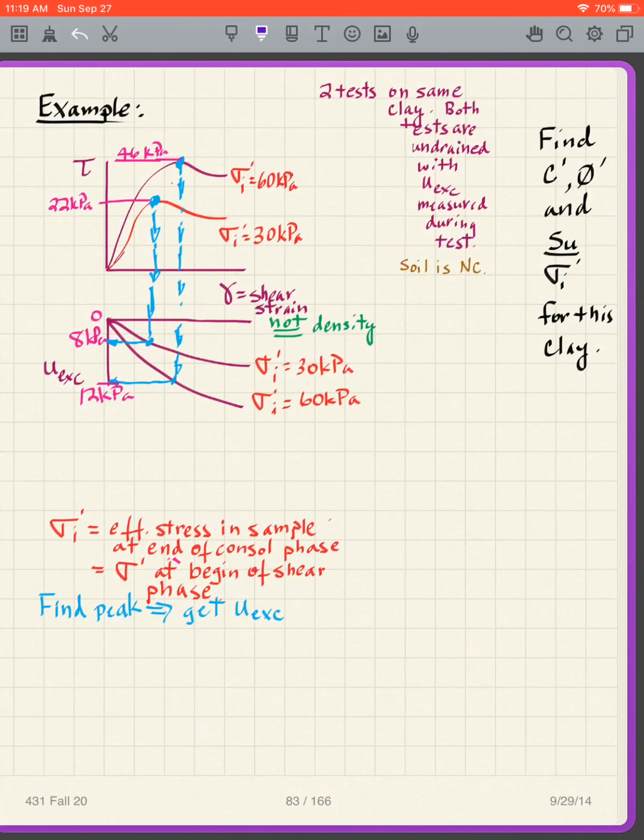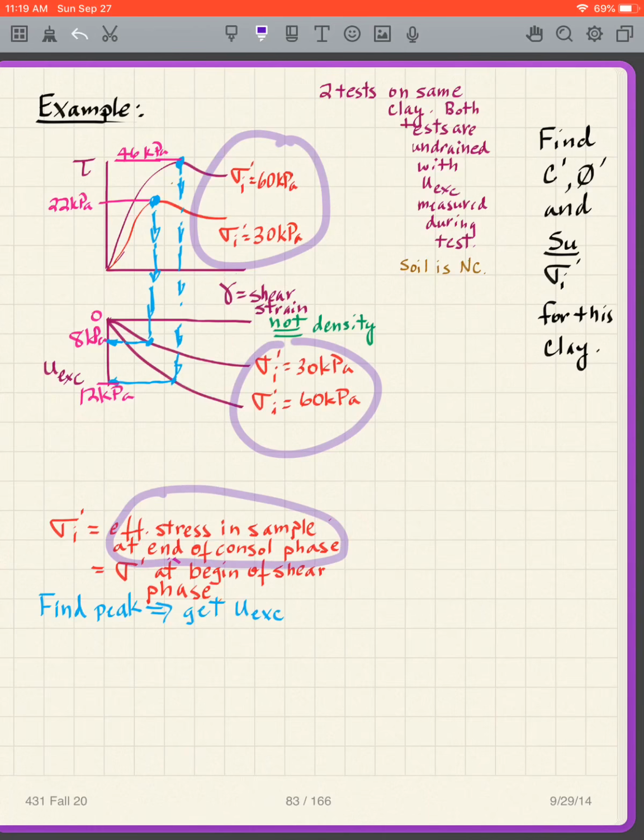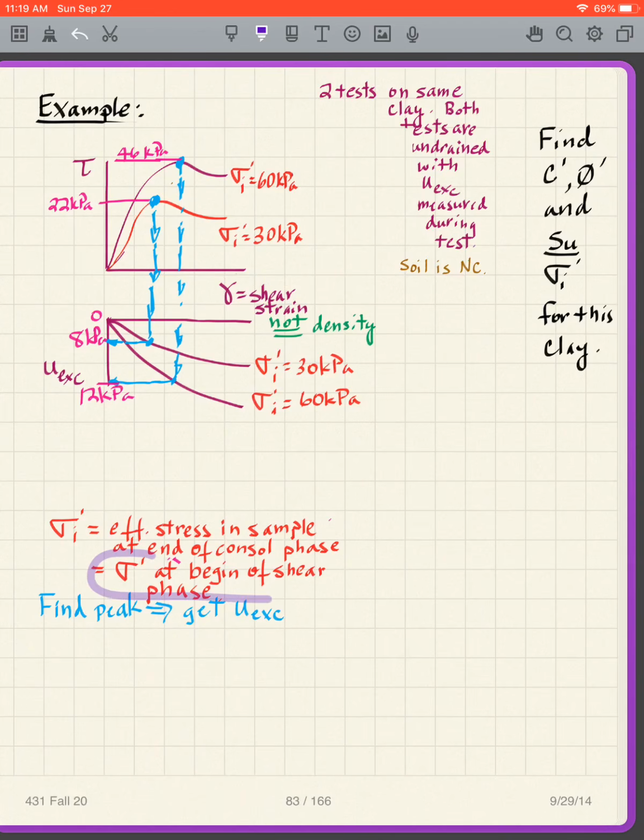And we're saying the soil is normally consolidated, and we want to find C prime and phi prime, and Su over sigma prime i for this clay from these two tests. And that is our goal. I've given you the sigma prime i here, and that, of course, is the effective stress in the sample at the end of the consolidation phase, which means that it is the sigma prime at the beginning of the shearing phase.